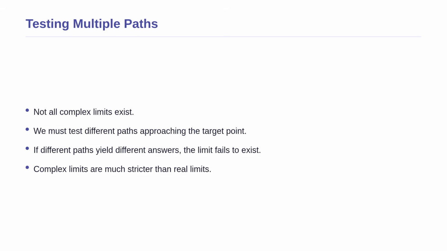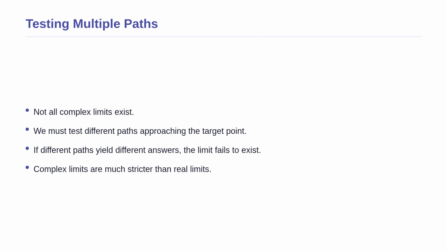We just saw a limit that worked perfectly. But what happens when things go wrong? Not all complex limits exist. Remember our park analogy from the beginning? The limit must be identical from every single infinite possible approach path.